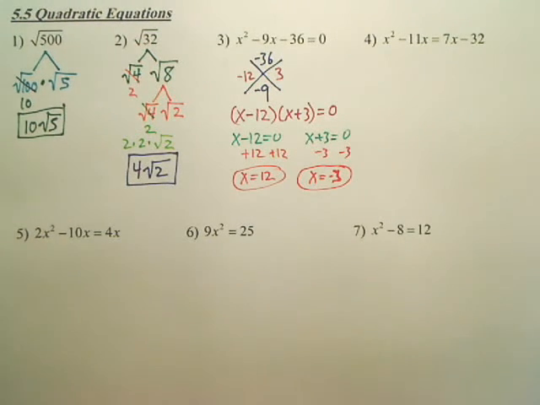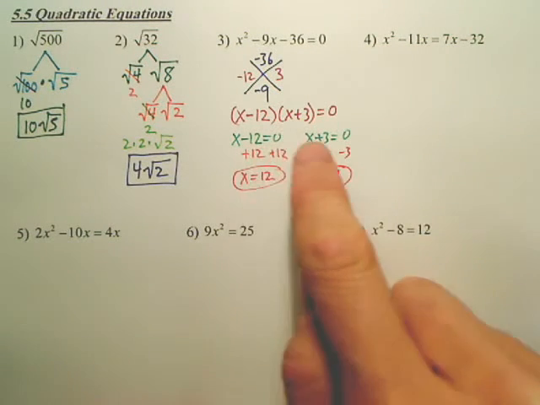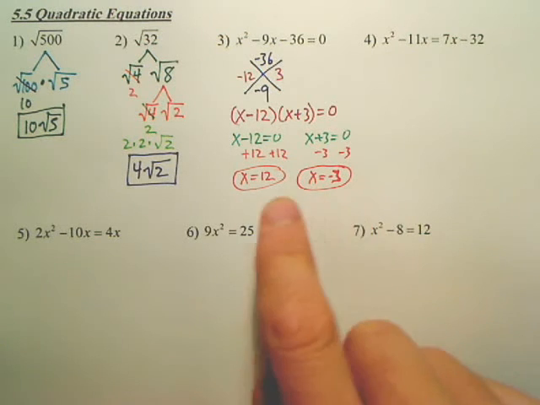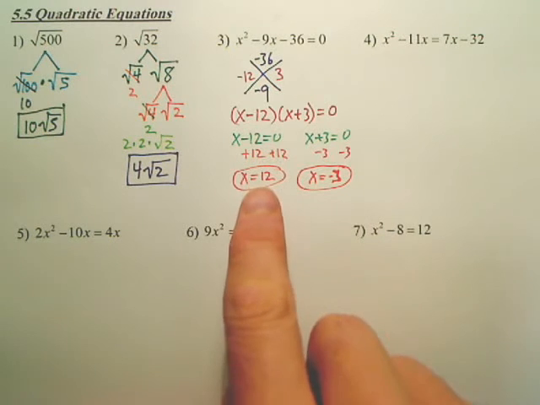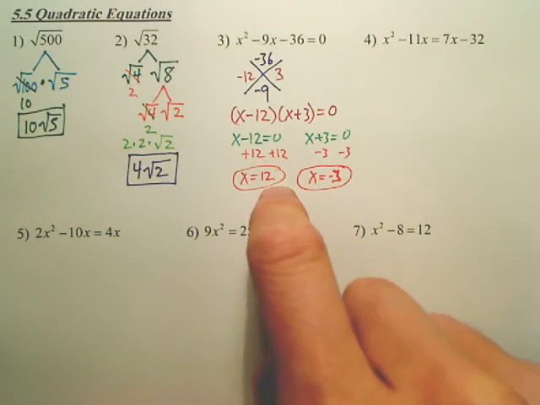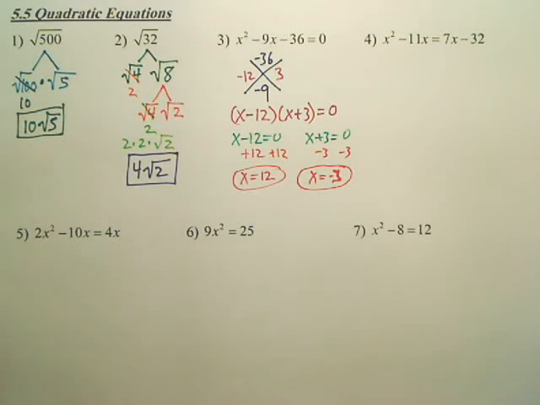So what did I just do? I factored. I set my two factors equal to 0. And I got my two answers. Meaning 12 and negative 3 both make this true. It has two answers. Anytime you have an x squared, you can have two answers, two or less. You can have 1, you can have 0 as well.